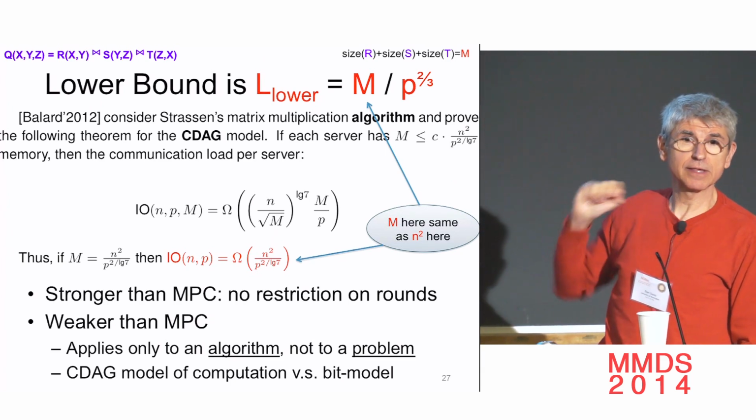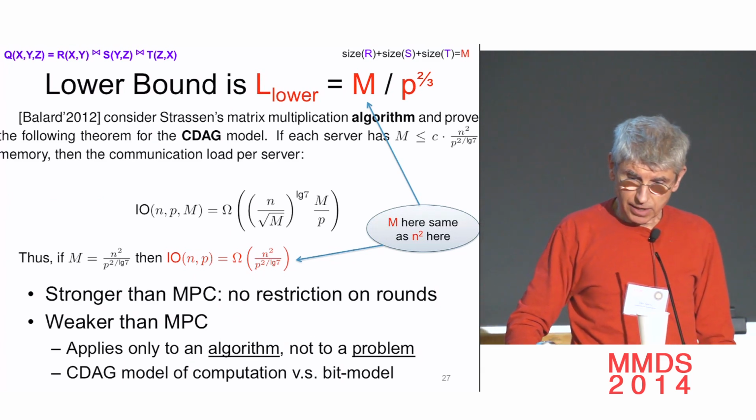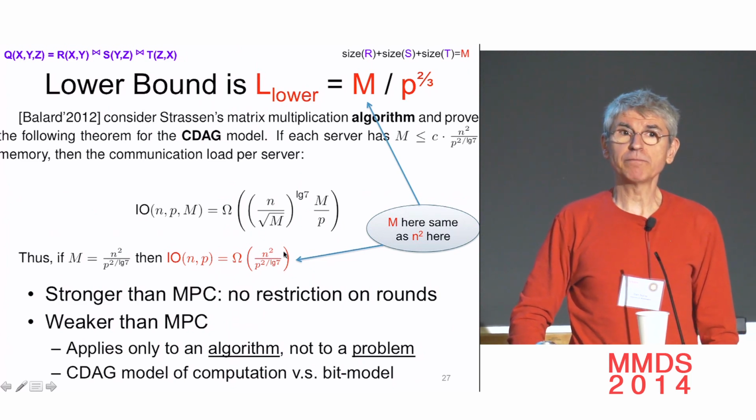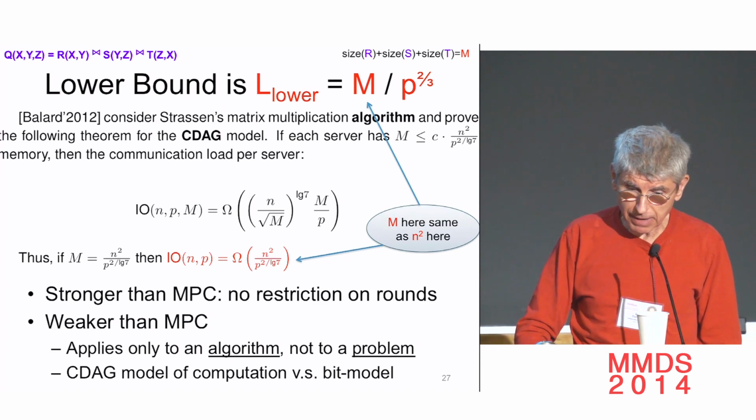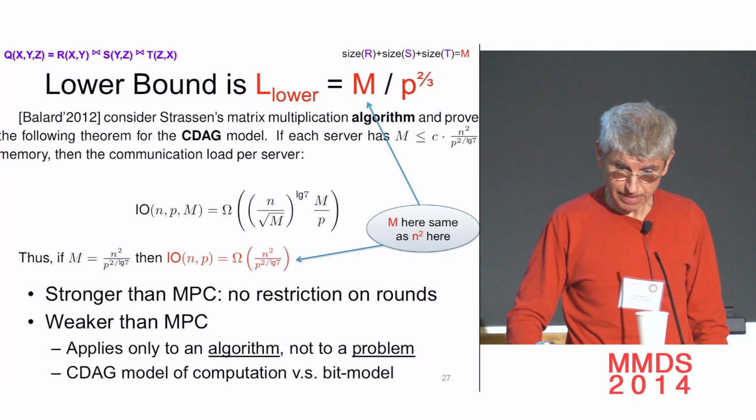Don't look at that. Look at the red formula, which is a special case, which essentially is the size of the problem divided by a power of p. And the power of p, if you can't read it, is 2 by log of 7. The log of 7 because of Strassen's algorithm.